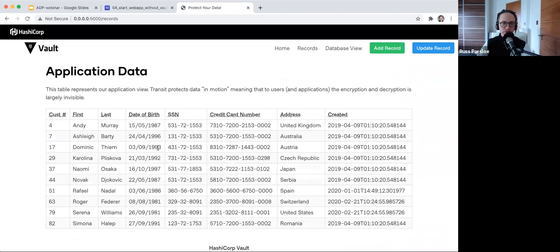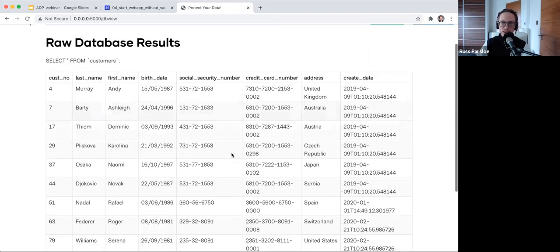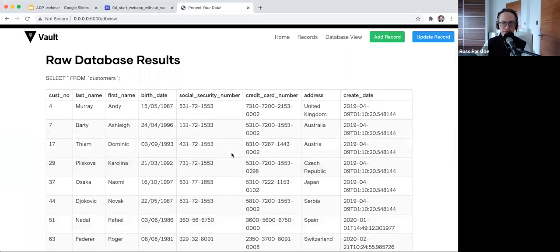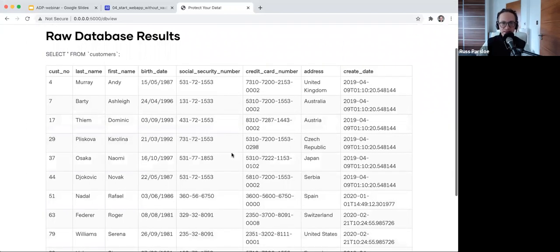If I look at what the data looks like inside of my database at the moment, so this is my application. I've got a number of people in here, with some sensitive information such as date of birth, social security number, credit card numbers, perhaps their address as well. I also have this database view, which is a raw view of the database. The records in the database view look exactly the same at the moment because the data is all in plain text inside of the database.